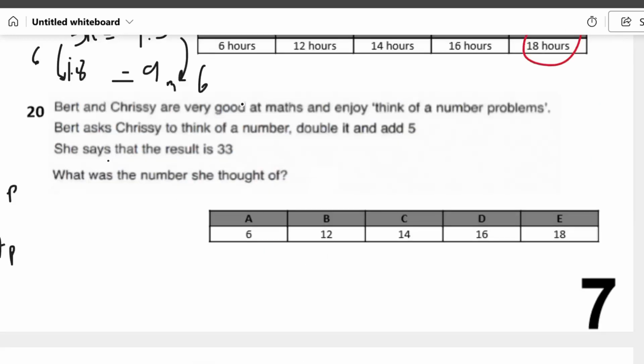So Bert asked Chrissy to think of a number, double it, add 5. So our number is going to be, for example, x. Bert says double this, so we're going to double it, times it by 2, 2x, and then add 5. And then she gets that this result is going to be 33. Oh, there should be just 5. So this is just rearranging the equation. We get 2x, we're going to subtract 5 from both sides. 33 minus 5 is going to be 28. x is equal to 28 divided by 2, which is 14.